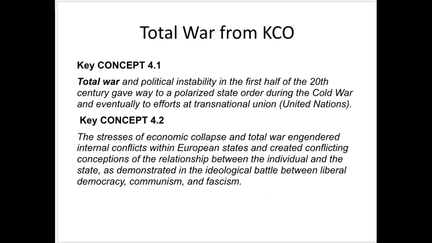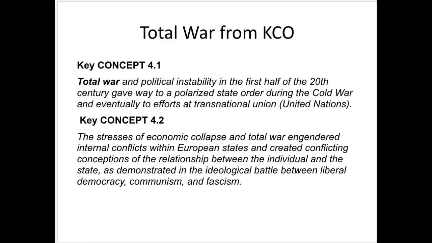So what is total war? From your key concept outline, some of the ideas that they want to share with you are that total war and political instability in the first half of the 20th century gave way to a polarized state order during the Cold War and eventually to efforts at a transnational union, i.e. the United Nations. So that's kind of the big picture, right?